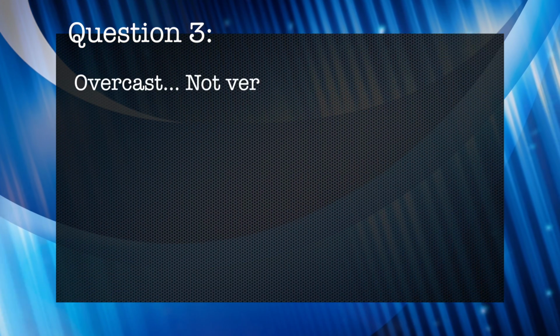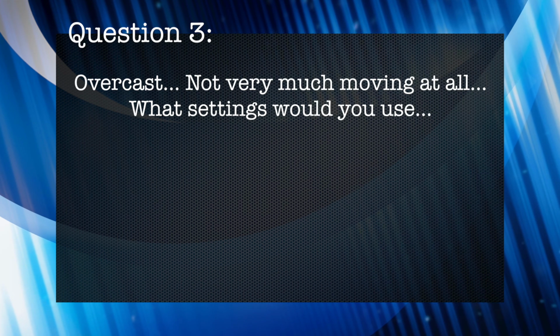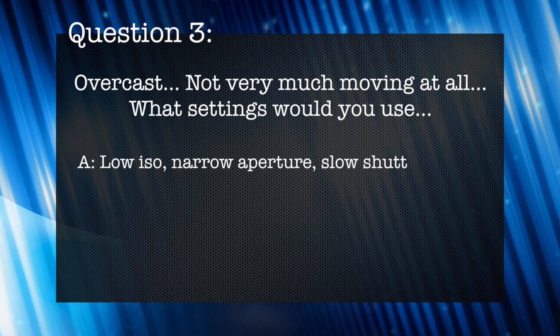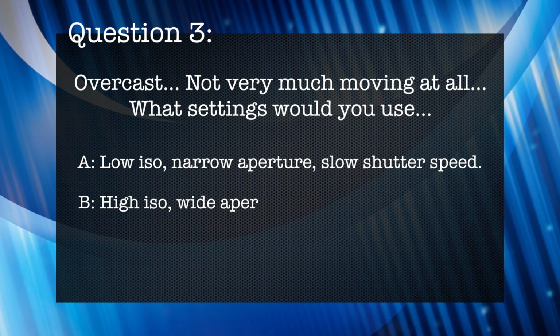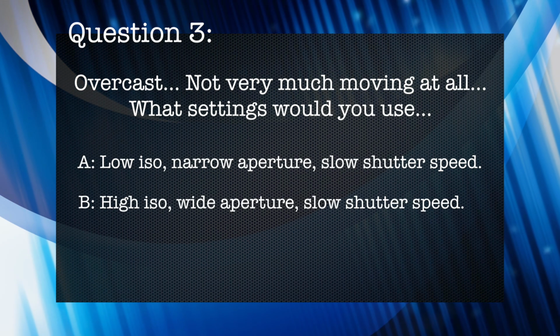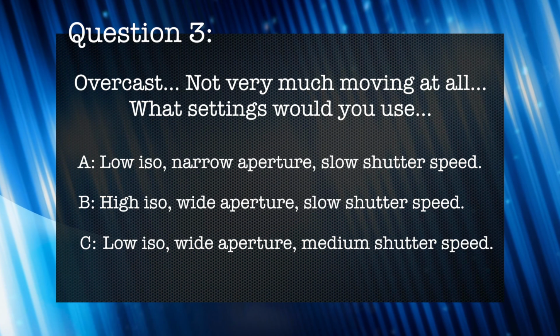Question 3. It's a nice overcast day, you're doing a portrait shoot. This one's tricky. You choose A. Low ISO, narrow aperture, and slow shutter speed. B. High ISO, wide aperture, and slow shutter speed. Or C. Low ISO, wide aperture, medium shutter speed.